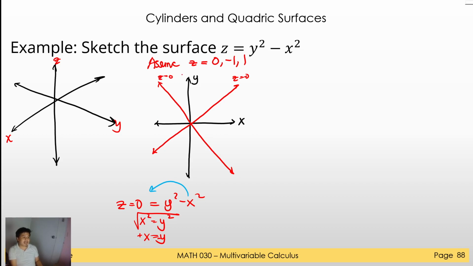And when z is negative, let's say negative 1, we have y squared minus x squared. If we simplify this, we multiply here by negative 1. So 1 is equal to negative y squared plus x squared. Or in other words, we can just flip these terms. So we have x squared minus y squared, right?